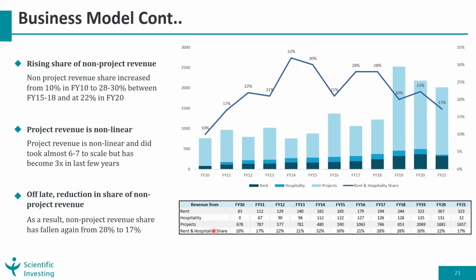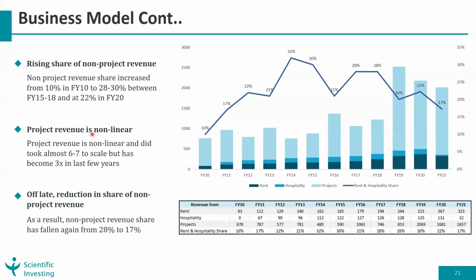And as a result of that, the share of rent and hospitality, which is a repeatable cash flow business, went from 10% to almost 30%, but right now it is at 17%. We will see why, because there is a significant jump in this, whereas this has been growing at a consistent 15-20% rate, but there is a lot more to it, and we will see when we deal with the valuation. So what is clear is there is a rising share of non-project revenue, which is good, because this kind of business is less cyclic, more consistent, more predictable, and hence it may fetch a better valuation compared to residential.